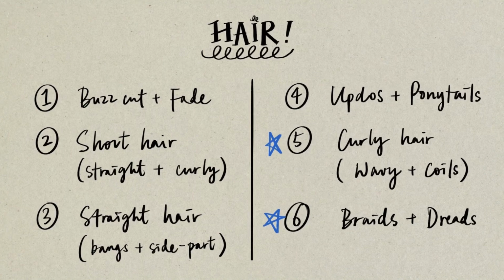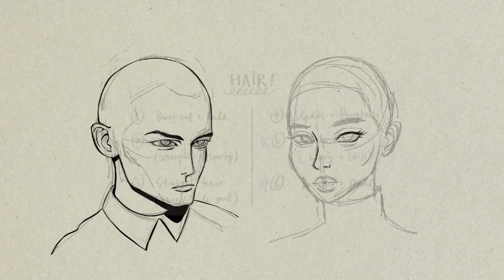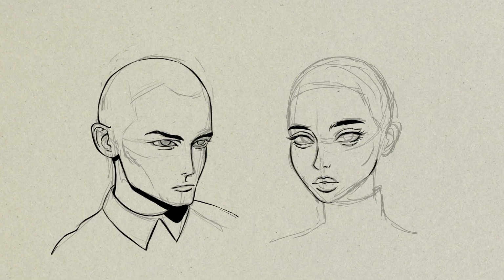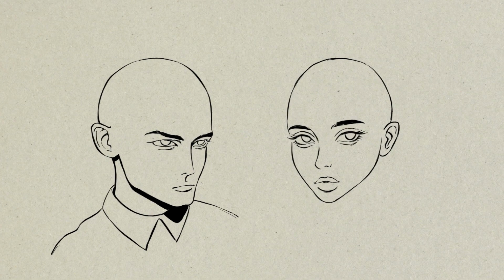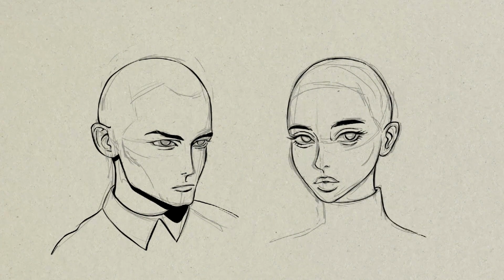hairstyles. For the first 4 categories, I wouldn't say that any of them are easier or harder, but for number 5 and number 6, they are definitely a lot harder to draw, but we'll get there step by step. So to start, I've prepared my male and female specimen to simply showcase how different hairs would look on different faces and different angles.